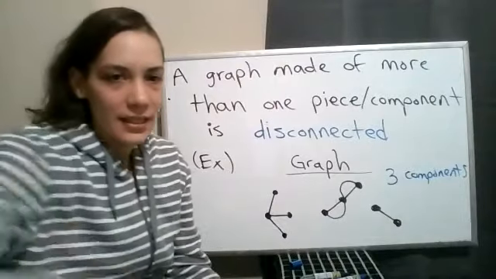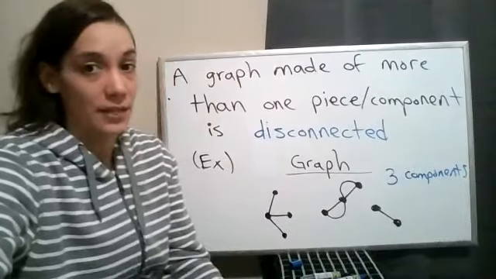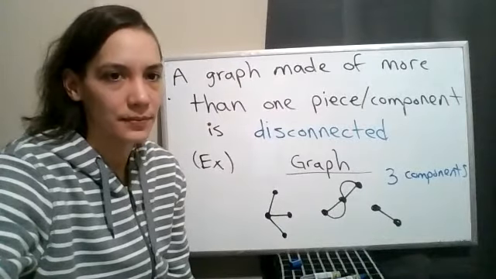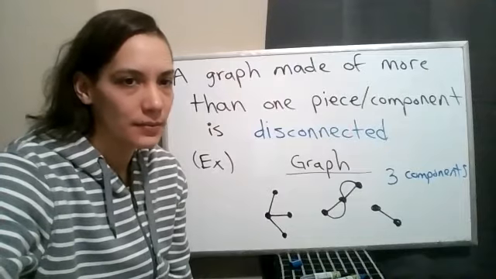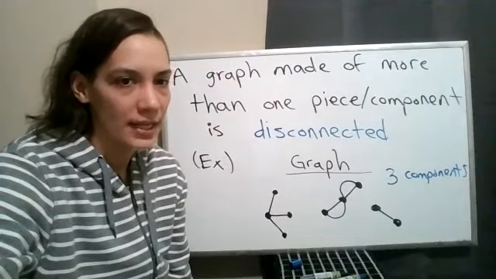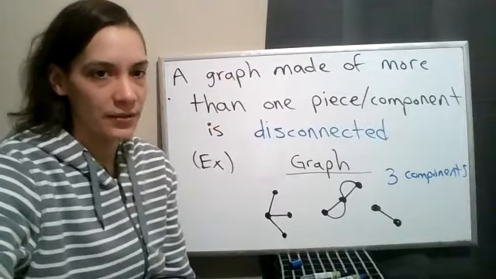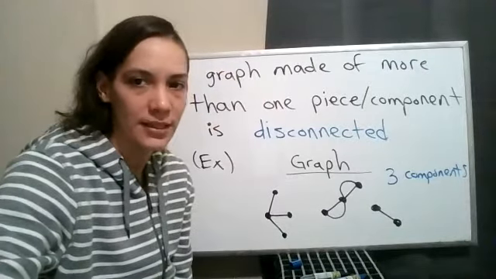Okay, let's see. I think that's all there is for the definition part, and then we do examples. I also want to practice finding the degree. So for some of these, we're finding degree. For some of them, we're looking at how many components.